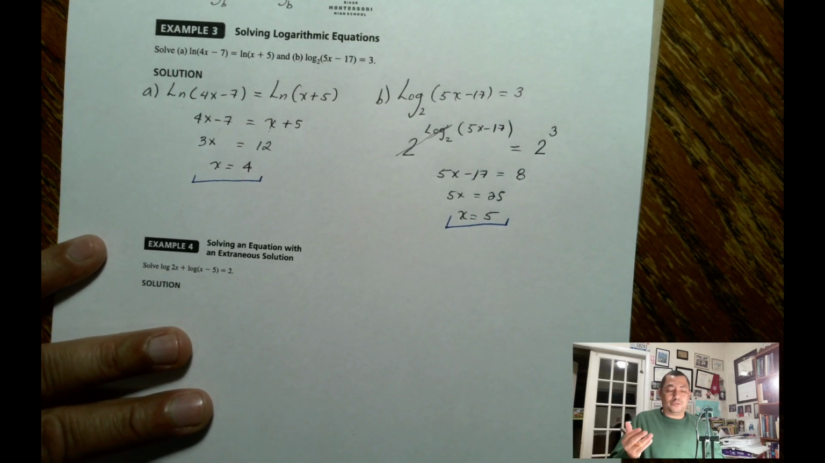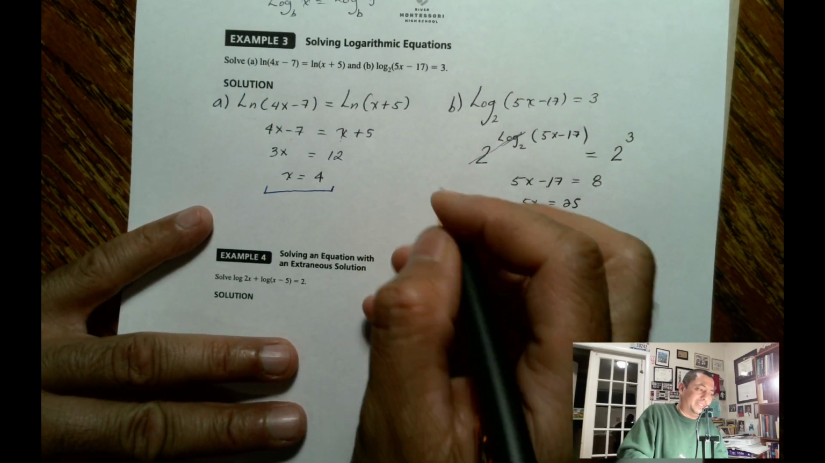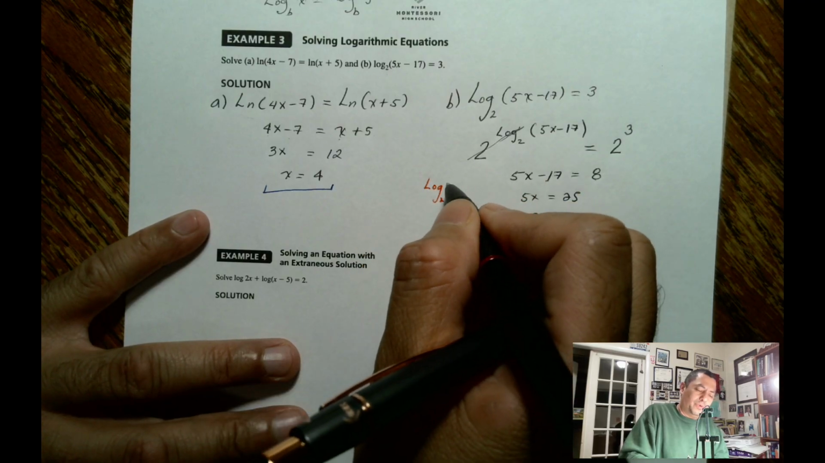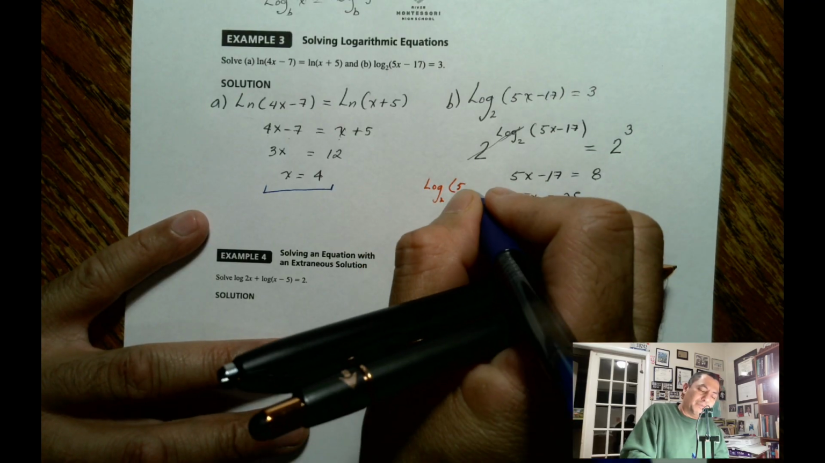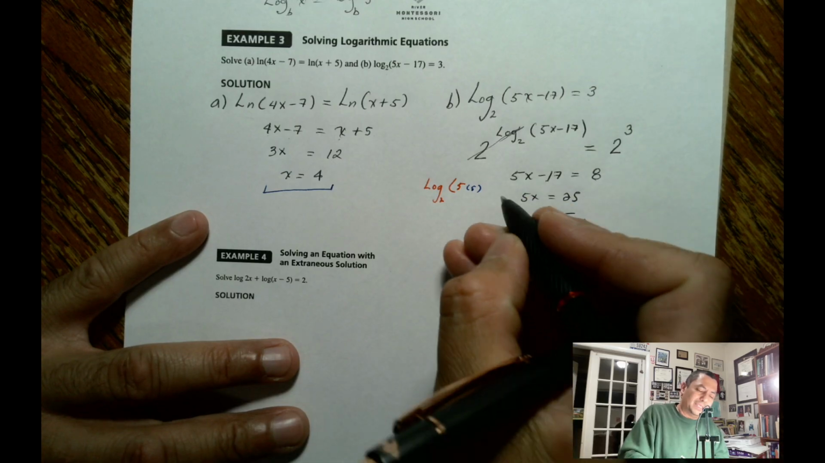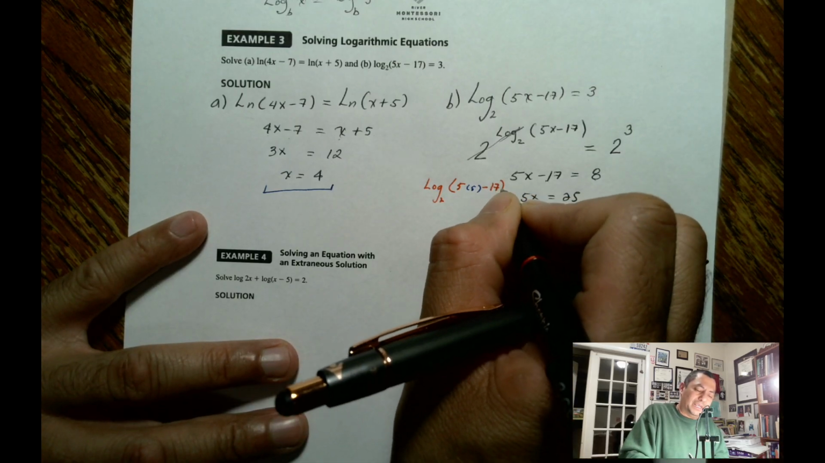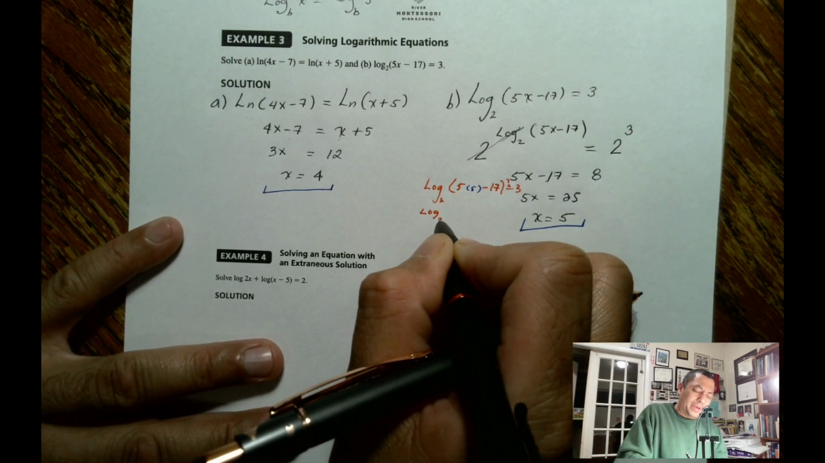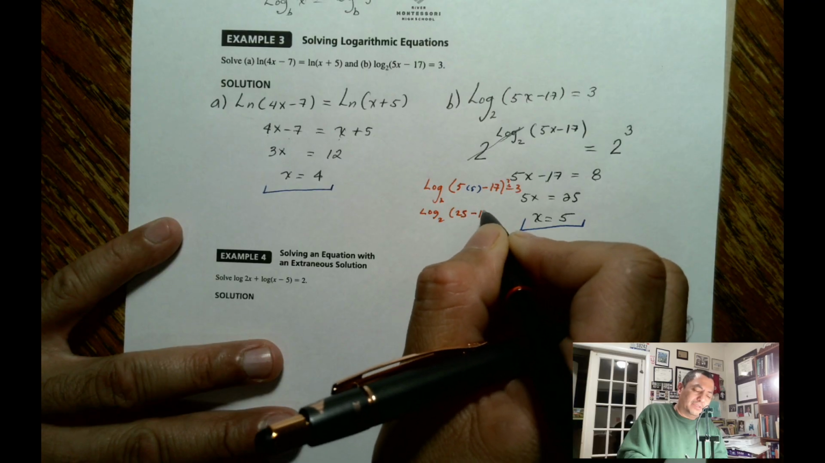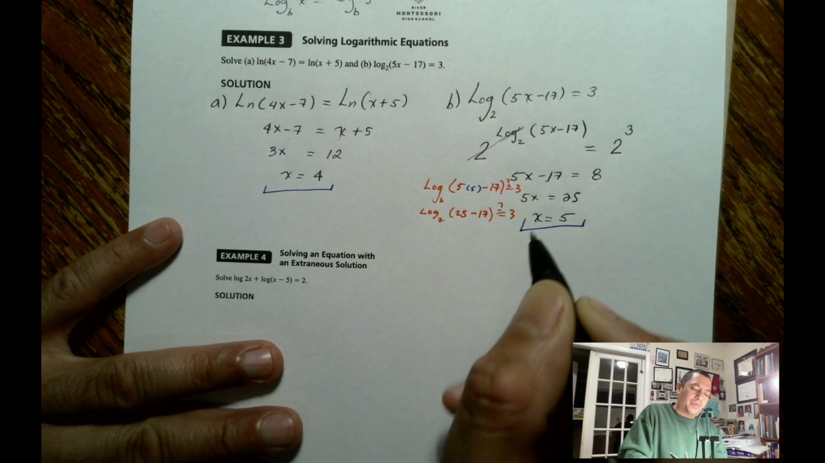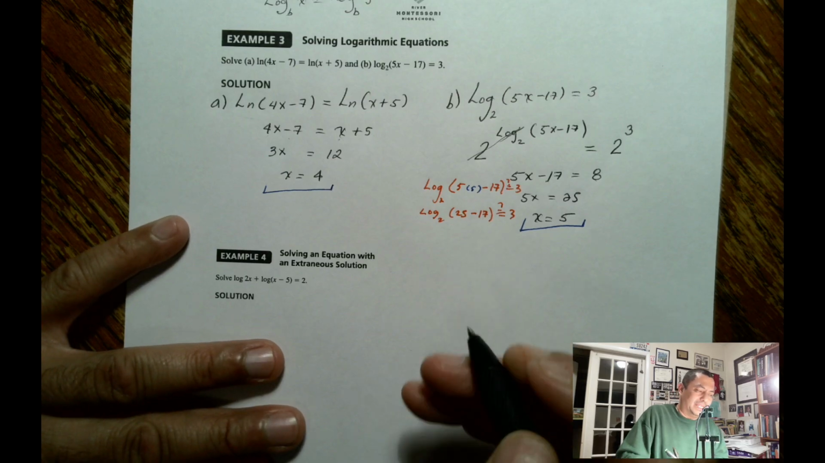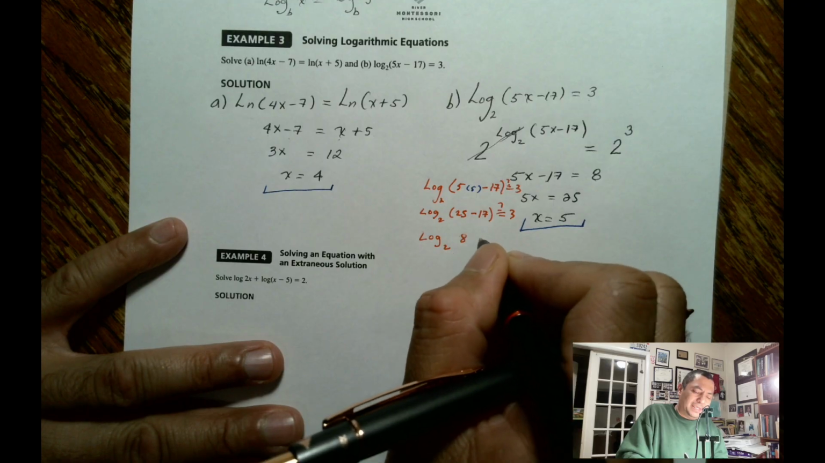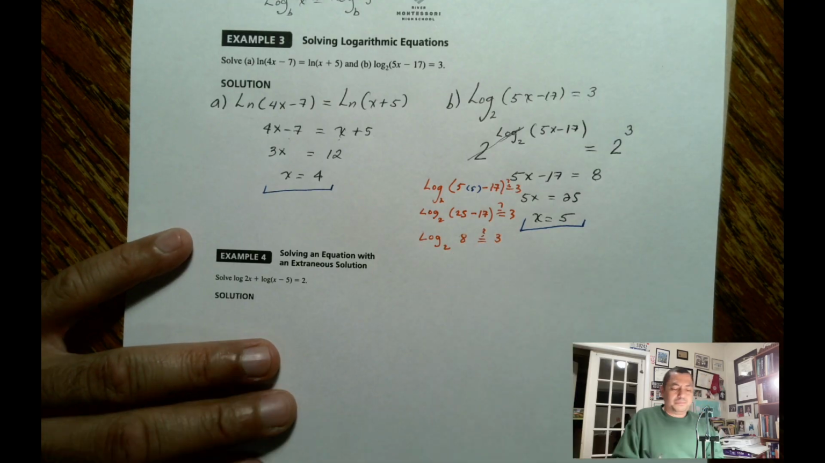Can we prove that this is correct? Yes. I'm going to do it here in this space, using this red marker. So I have log base 2 of 5 times 5, because that's my solution, that's my x, minus 17 equals 3, and then we put a question mark. So I have log base 2 of 25 minus 17 equals 3. 25 minus 17 is 8. So I have log base 2 of 8 equals 3.